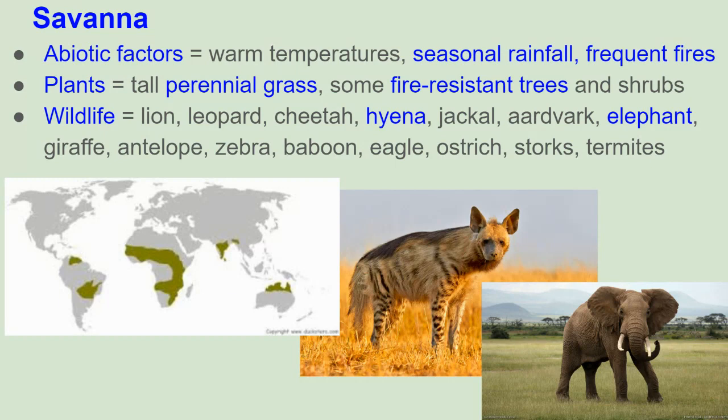There's a lot of different types of wildlife in the savanna, but it includes things like lions, leopards, cheetahs, hyenas, jackals, aardvarks, elephants, giraffes, antelope, zebra, baboons, eagles, ostriches, storks, and termites are famous for living in the savanna. So that's a pretty interesting biome.